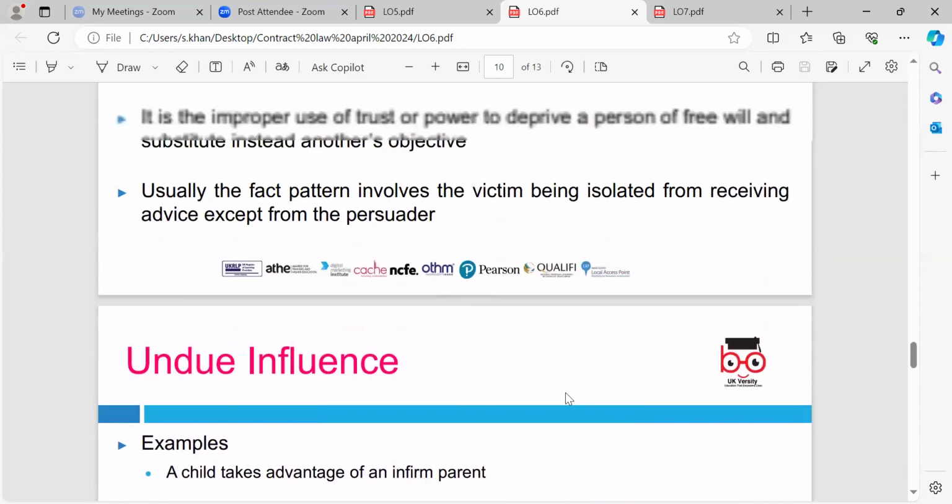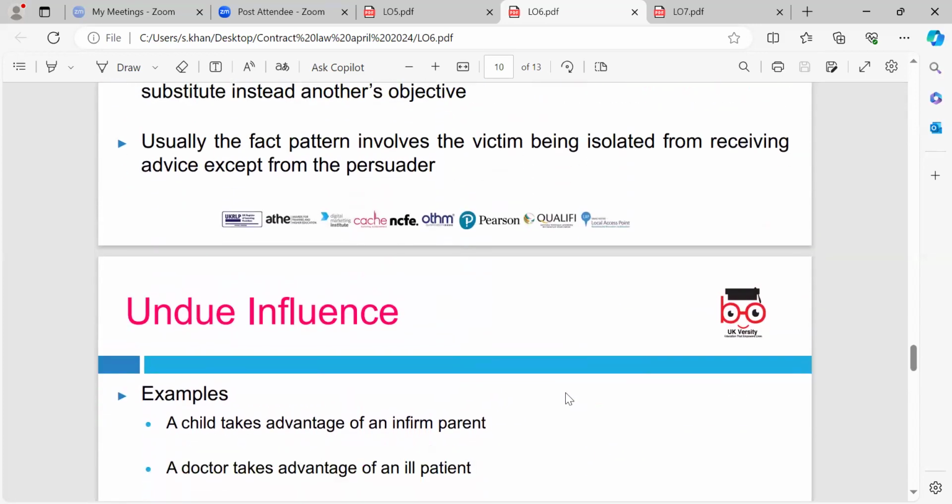Just before we finish off with undue influence, there are the types of undue influence identified. Two distinct classes of undue influence: actual undue influence and presumed undue influence, which can be categorized as protected relationships or other relationships. And the famous case in regards to this was the case of Barclays Bank PLC v O'Brien, 1994. In this case, there was fraud, misrepresentation, mortgage, and a married couple.